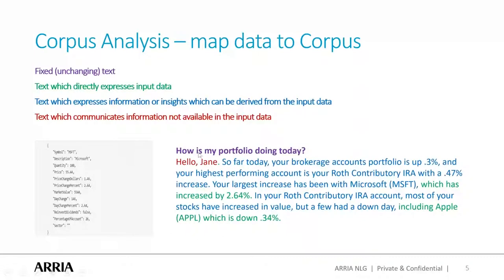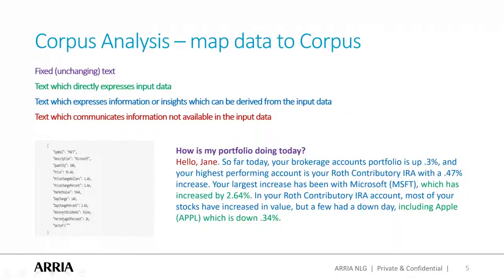There are four categories when you do a corpus analysis. One is fixed and unchanging text. So I really don't need data to say, how is my portfolio doing today? Because I may always be saying that or some version of that. When I get to the red part, it's text which communicates information not available in the input data. So we don't see anywhere in the input data where Jane is a user. We would need to figure out how to load that data in there to be able to use that particular phrase.